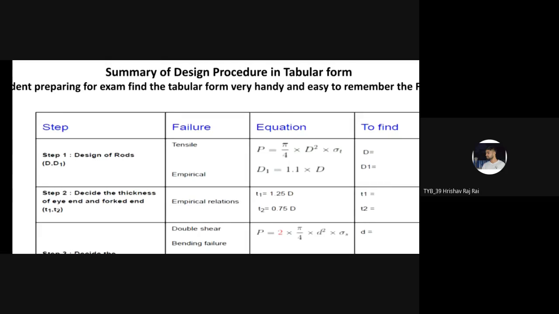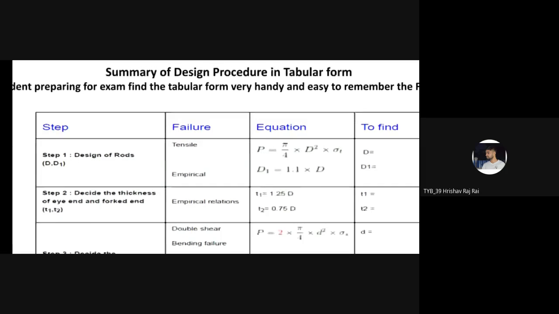Okay, so we are going to consider the first step as the design of the rod, where we are going to get the dimension of that rod as capital D, and the further elongated or modified diameter of that same rod towards the fork section or eye section, that is capital D1. Those two values we are going to get.